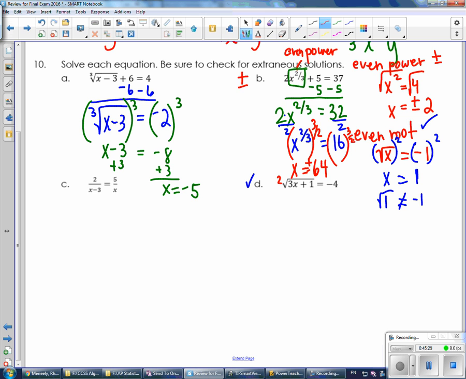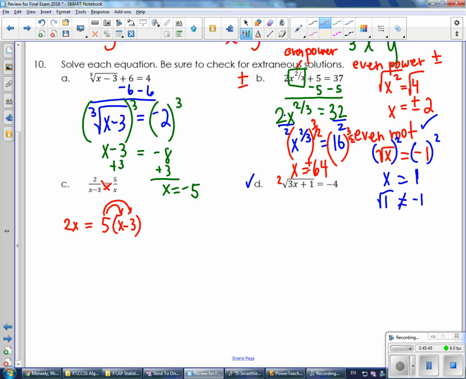Okay. In letter C, this is a rational function or a rational equation. We've got 2 over x minus 3 is equal to 5 over x. The way we solve these equations is to cross multiply. So I'm going to do 2 times x is equal to 5 times x minus 3. And now it becomes a linear equation. This is something you guys did in Algebra 1.